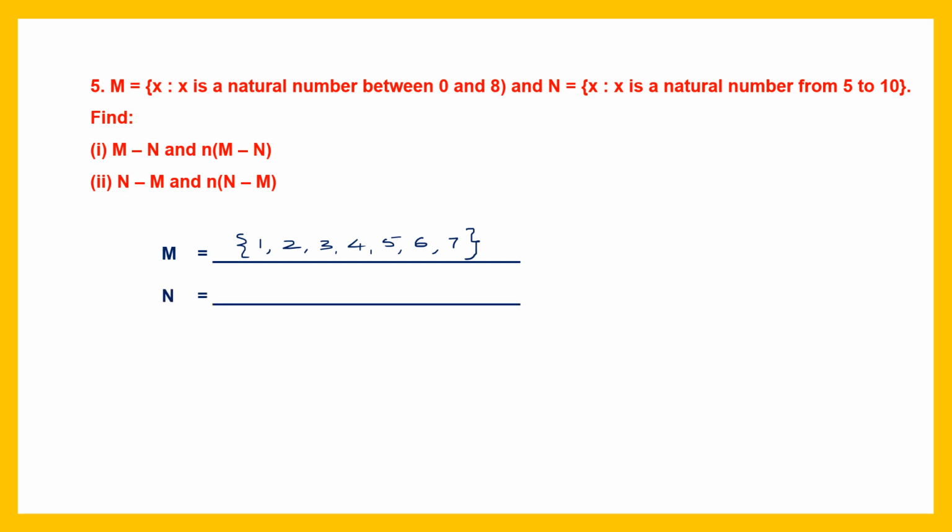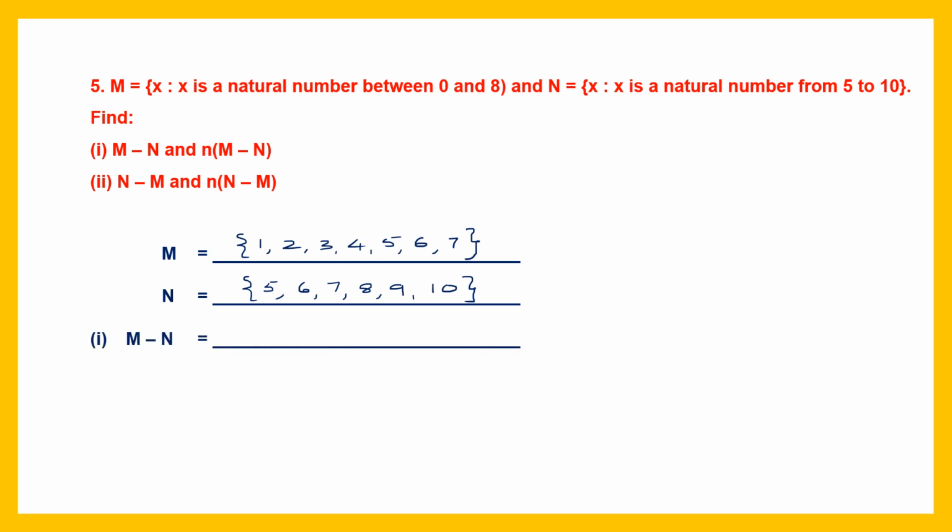Now, what are the elements of set N? N is a natural number here. X is a natural number from 5 to 10. So we start from 5. It says from 5 up to 10. 5, 6, 7, 8, 9 and 10. So now we have the elements of M and N. Now we can find these answers.